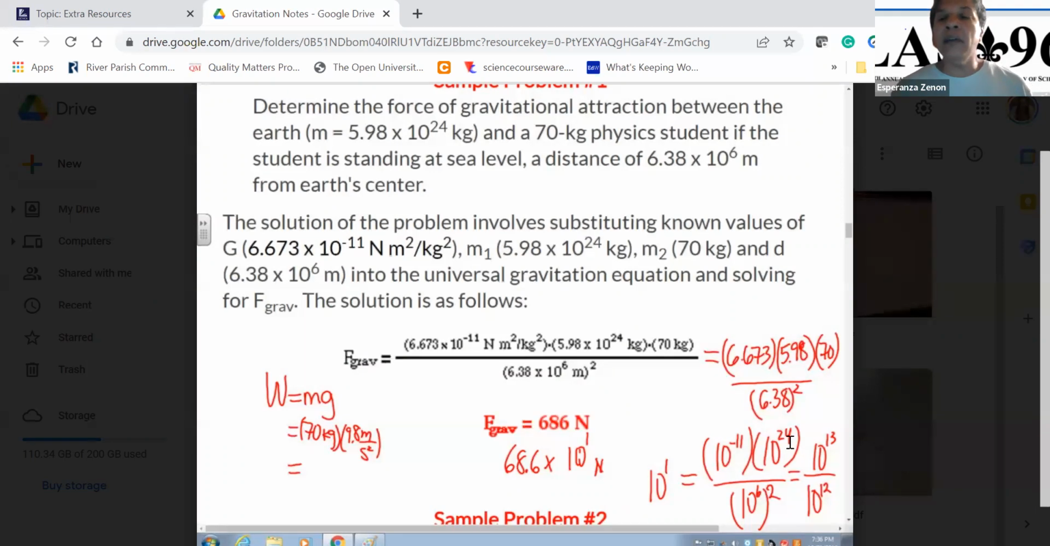So now I have 10 to the 13 divided by 10 to the 12. The rules for exponents say when you divide exponents, you subtract. So that becomes 10 to the 13 minus 12, right? So 13 minus 12 is 1. So that's why I have equals 10 to the 1, okay? So the number part gives me 68.6, and the exponent is 10 to the 1, which is basically 10, right? And my unit is newtons. So when I multiply that out, 68.6 times 10 is 686 newtons. That's how you get the answer.